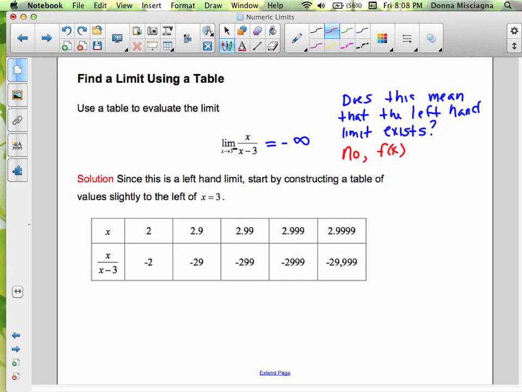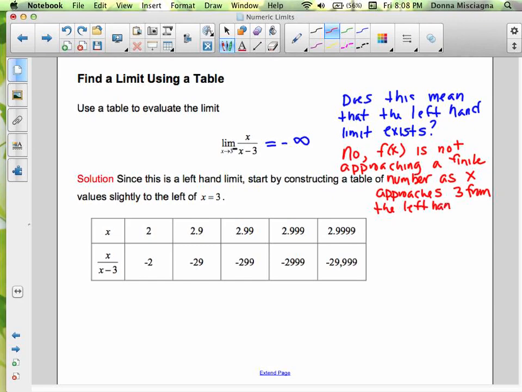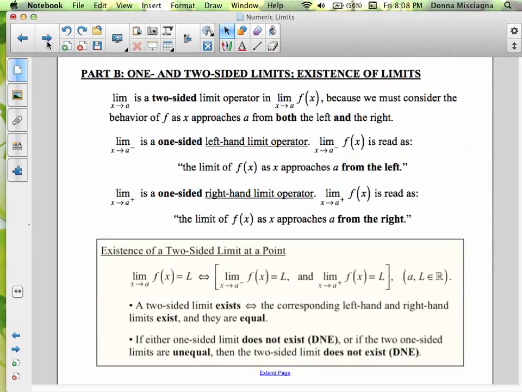Our function here, f of x, is not approaching a finite number as x approaches 3 from the left-hand side. Okay, so technically, our limit does not exist. We have to approach a finite number. Negative infinity doesn't count as a finite number. It's the opposite. All right, so one and two-sided limits and existence of limits.